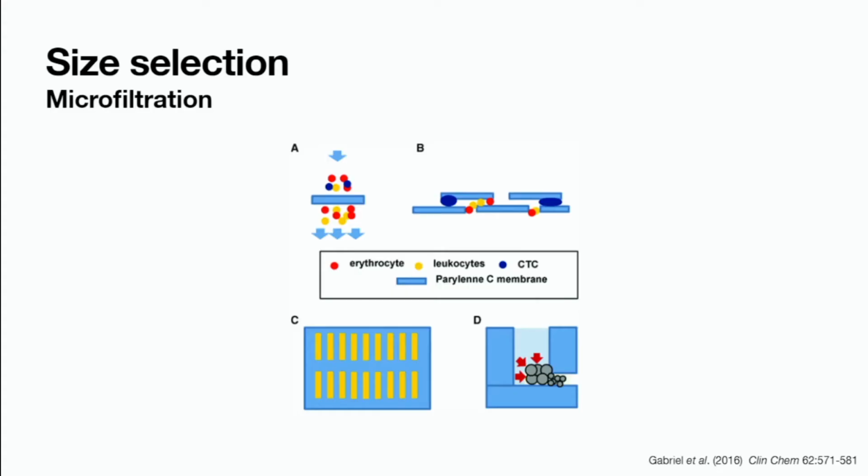This is another way of looking for circulating tumor cells. This is based on size selection. And this is a very simple technique where you basically take a filter, which has pores that will allow red cells and white blood cells to pass through, but the pores are too small for the circulating tumor cells in the blood, and so they get stuck on the filter. This has not been used a whole lot, but it's an alternative technique.